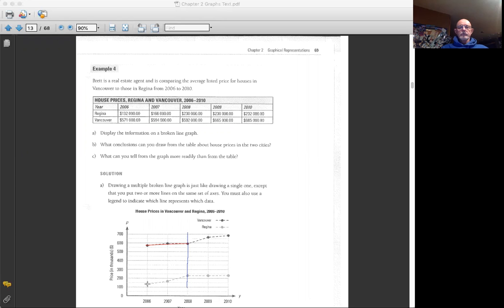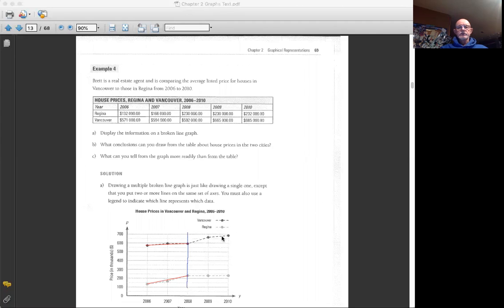For Regina, it looks like that. So you should be able to see that Regina actually had a higher increase in housing prices than Vancouver did over that same period of time, even though there's a great difference between the overall pricing.